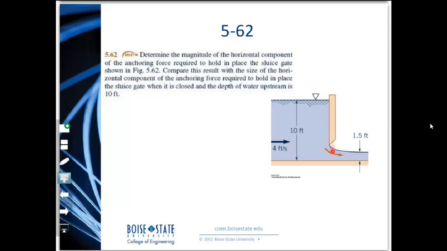If you remember, if I were to close this sluice gate, it should ring a bell. All of this water is not going anywhere. This whole head is being held by this gate, and it should be the type of problem we solved in chapter 2 where we talked about hydrostatic forces. So if you draw a free body diagram for the gate, it would be the reaction force at the gate and the hydrostatic force acting on the gate. From there you can compute the reaction force, or the horizontal component of the anchoring force, I should say.